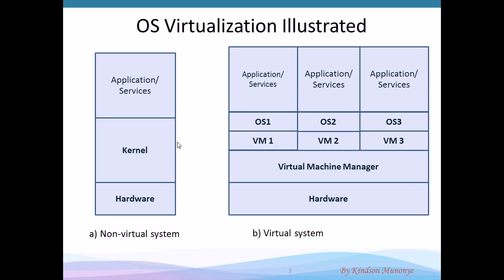So I created this illustration to explain non-virtual and virtual operating systems. Here is a non-virtual one. You have the hardware machine, you have the kernel, let's say the OS here, and then you install your application, right? That's the normal thing we do. Buy a computer system, a server, install Windows Server 2008, and on top of Windows Server 2008, install Microsoft Exchange, or whatever applications you want to use.